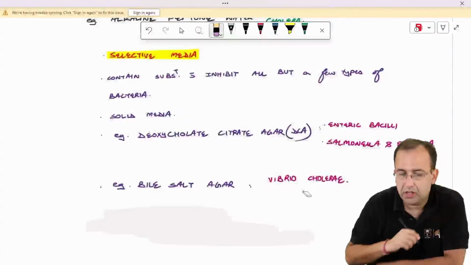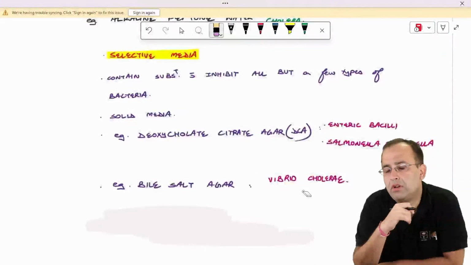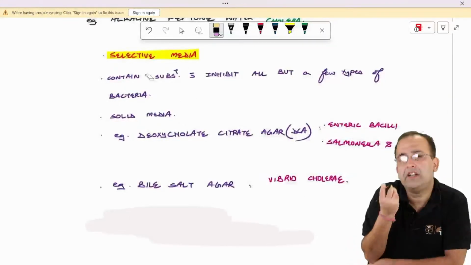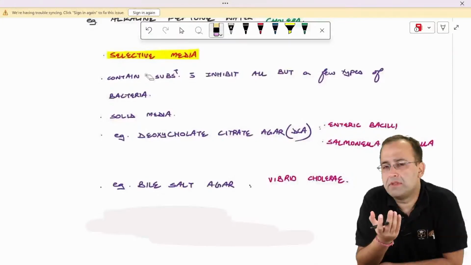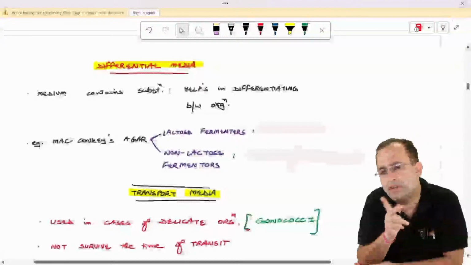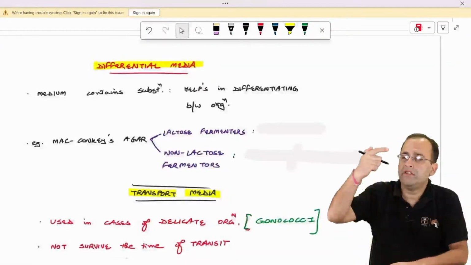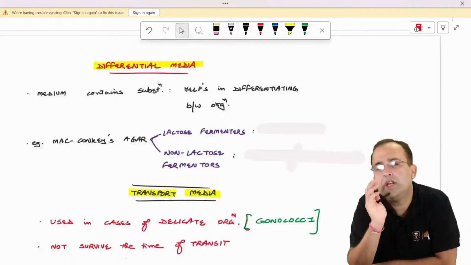BSA, bile salt agar, which is for Vibrio cholerae. These are the selective media. They selectively pick up the organisms. And lastly are the differential media, which helps in differentiating between organisms. MacConkey's agar differentiates between lactose fermenters versus the non-lactose fermenters.